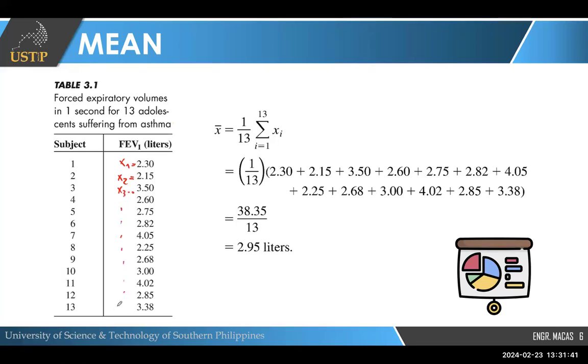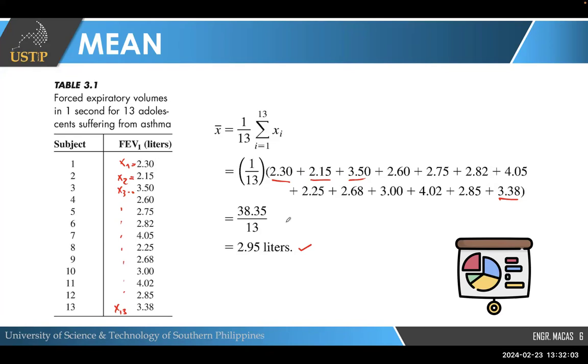Until x sub 13. So x sub 1 here, okay? X sub 2, x sub 3, until x sub 13. You add all of that divided by 13, and that would be your mean. So that is equivalent to 2.95 liters. The mean is the average value for all the subjects or for all the participants in the test.